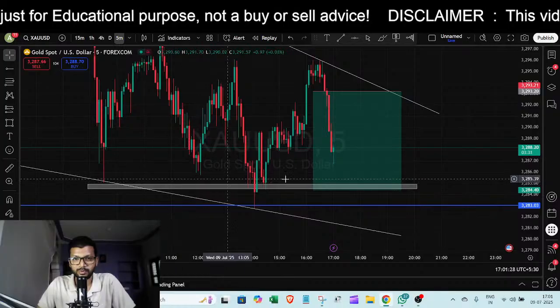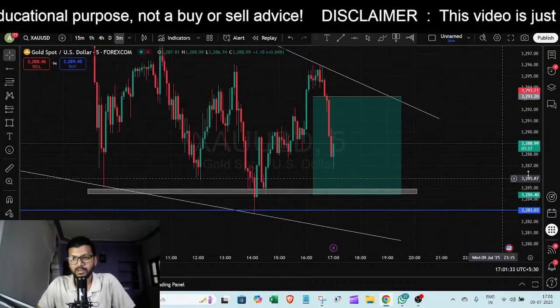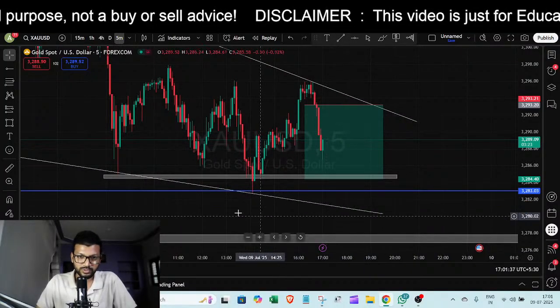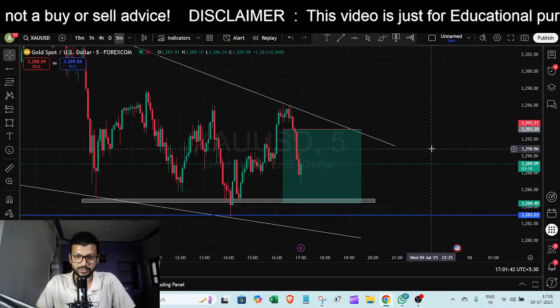Because this is our support zone, from anywhere the market might reverse from this level, and this blue line is our order block. So this is completely an order block. From here there is a high probability that the market will reverse immediately.